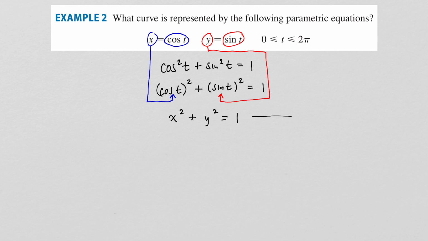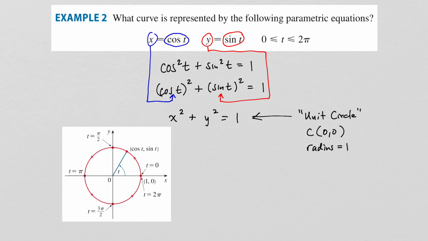And we should recognize that this curve is what we call the unit circle. That is, it is a circle centered at the origin, 0, 0, and the radius of this circle is equal to 1. So I'll just remind you that the unit circle is a circle that looks like this. It is centered at 0, 0 and has a radius equal to 1.